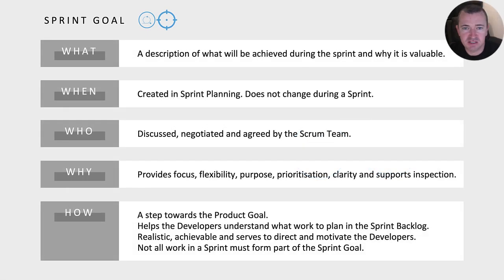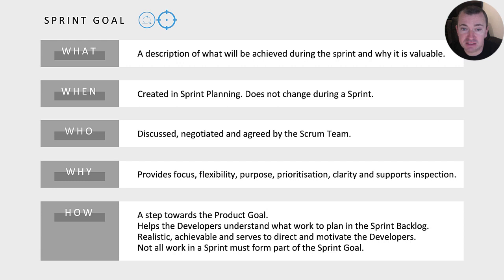The sprint goal is a commitment to the sprint backlog. The sprint goal is the single objective for the sprint. It explains why the work in the sprint backlog is valuable. A sprint goal is an output of the sprint planning event and forms part of the sprint backlog. Every sprint must have a sprint goal.